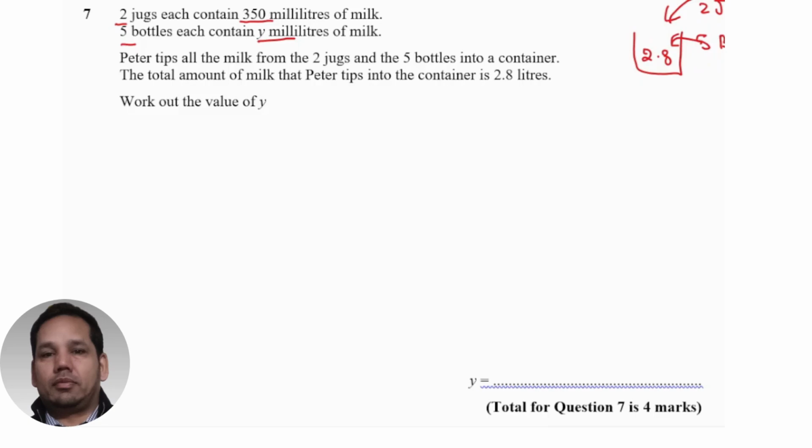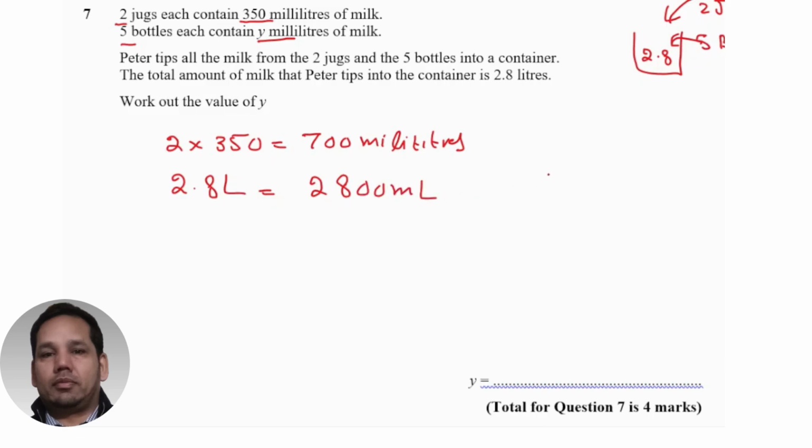It means how many milliliters are in the bottles. Okay, let's work out how many milliliters are in the jugs. So we have 2 jugs times 350 milliliters each. So we will get here 700 milliliters, right? And in 2.8 liters, how many milliliters? 2.8 liters is equal to 2800 milliliters, because 1000 milliliters is equal to 1 liter.